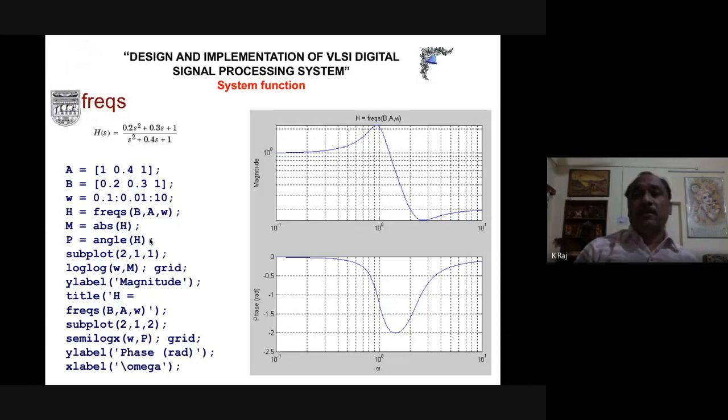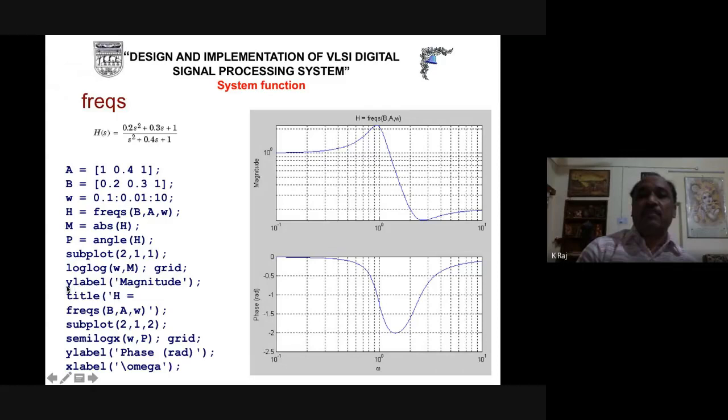In the same graph, the same figure will be divided into two sections. How will the two sections be divided here? Two rows and one column. So the first one, 211, will be the subplot related to the magnitude. Subplot 211 will use a logarithmic scale on the x-axis as well as a logarithmic scale on the y-axis, that is, loglog. Just recall the plot x comma y command: here, plot w comma m, and then the grid is turned on.